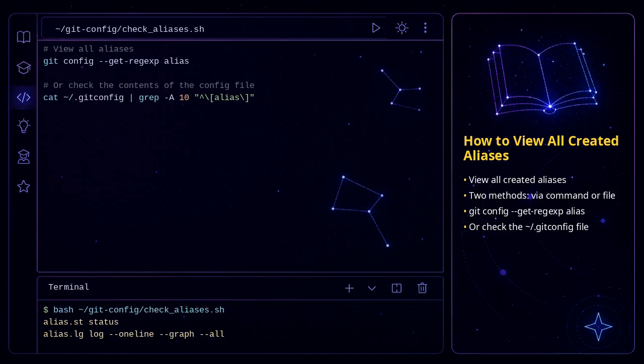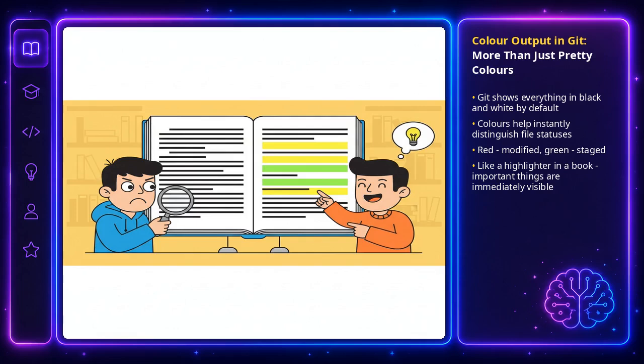Now, let's make the terminal more user-friendly by adding some color. By default, Git outputs information in monochrome, which can make it harder to process. Colored formatting helps you instantly distinguish file statuses: red for modified files, green for staged files. It's like reading a book without any bold text. You might miss important details. By enabling colors, you'll make working with Git more comfortable and efficient.